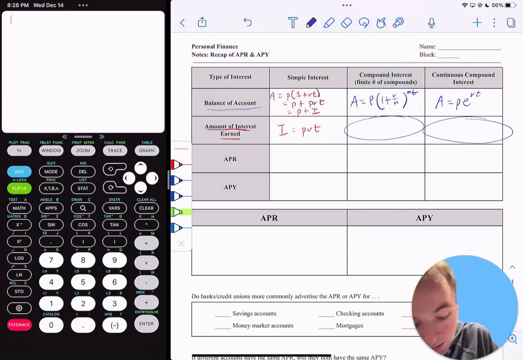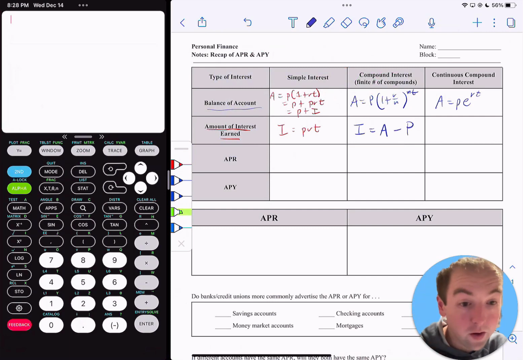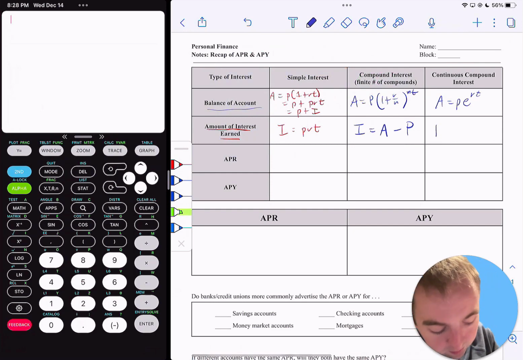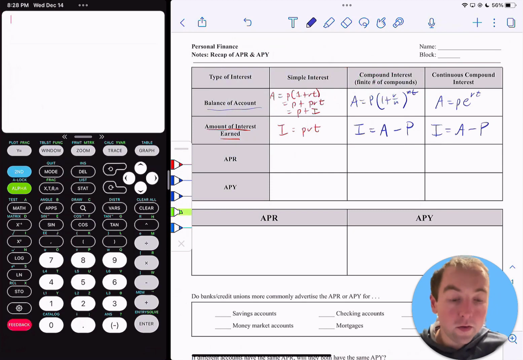And then if we wanted to specify how much interest you've earned in your account in the compound interest cases, all you would need to do is take how much is in your account at a given time and subtract how much you started with, and that tells you how much your money has grown in interest. And then the same thing right here. It's just the account balance minus the principal. Okay?